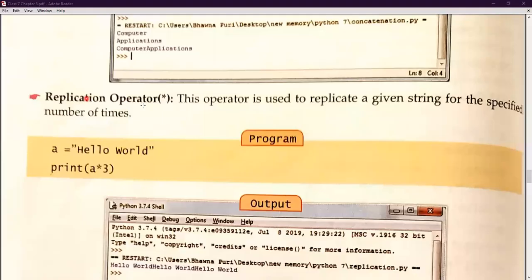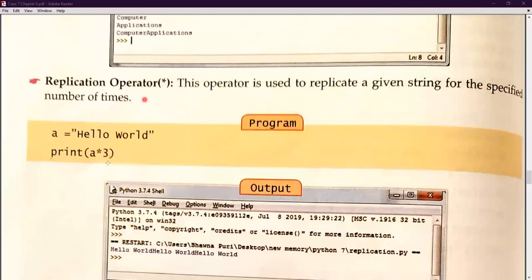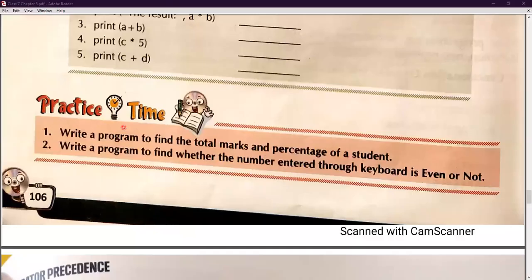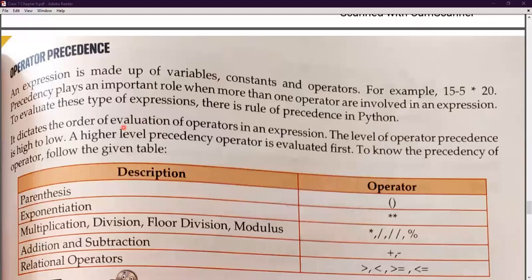Now, the replication operator. If you want to repeat the string, the spellings, the sentences or words, then you will use the replication operator. If I'm writing here A multiplied by 3, that means hello world will be printed thrice: hello world, hello world, and hello world. If I write A star 5, then hello world will be printed five times. So here you can understand these topics.